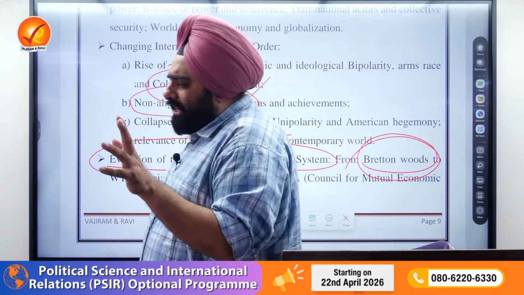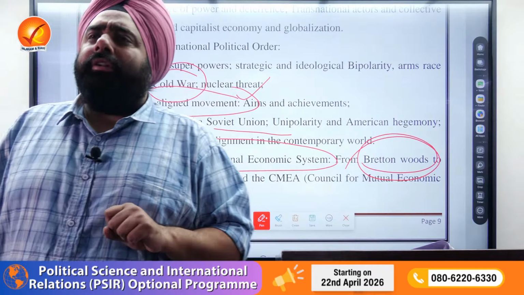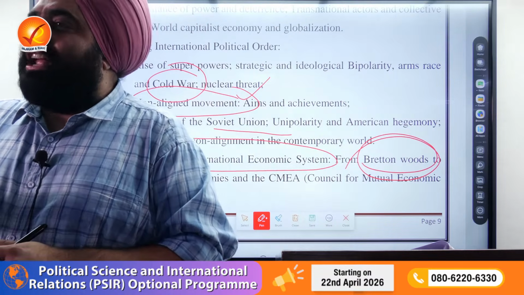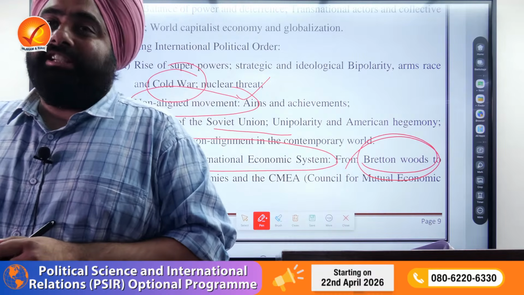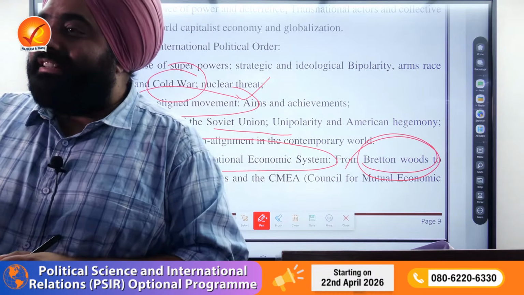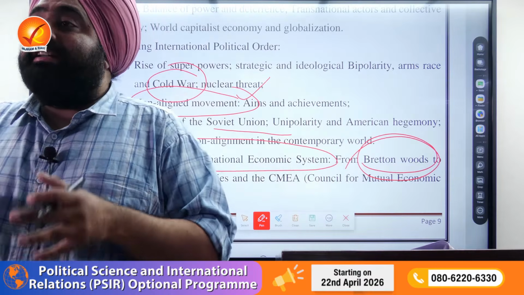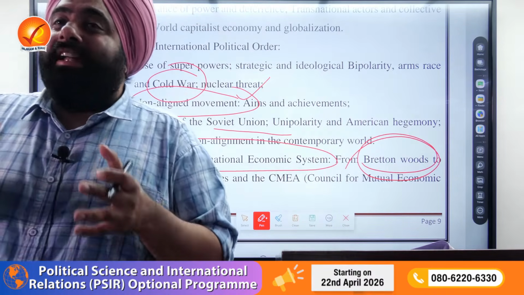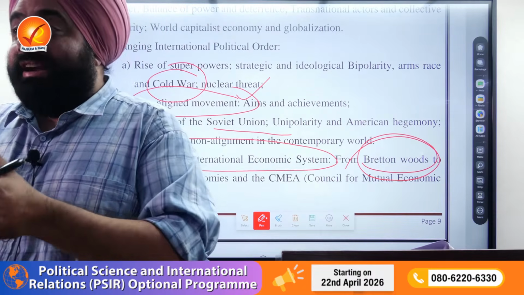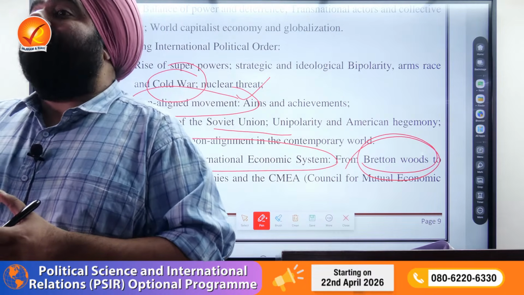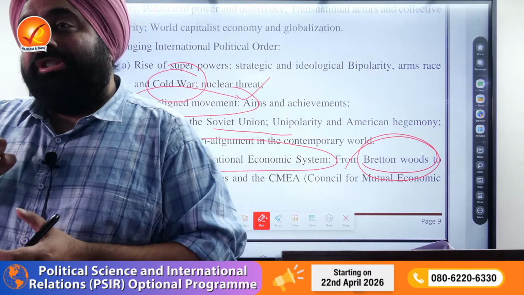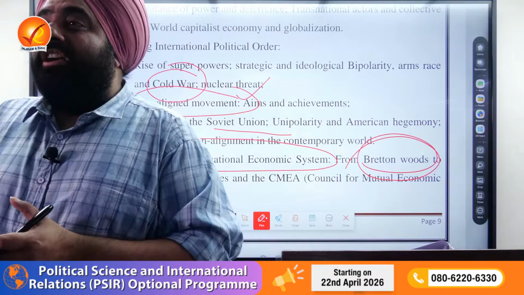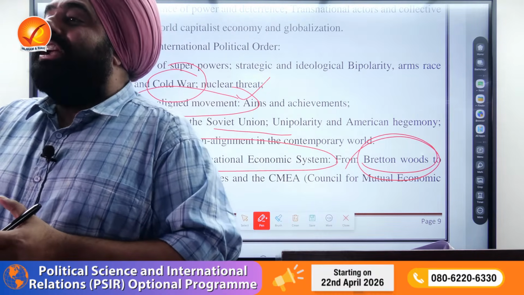Students, during the Second World War, an international conference of world leaders had happened in a resort town called Bretton Woods in New Hampshire in USA. In that conference, world leaders decided to create international institutions like the IMF and World Bank. Economic institutions like the IMF and World Bank were established as a result of the Bretton Woods Conference. An agreement was signed in the conference called the Bretton Woods Agreement. So that is why the IMF and World Bank are also known as Bretton Woods institutions.